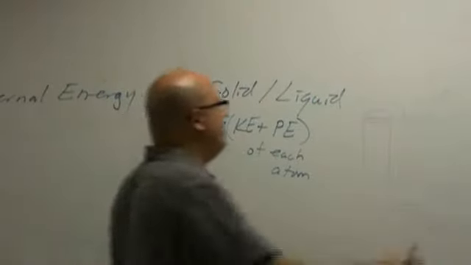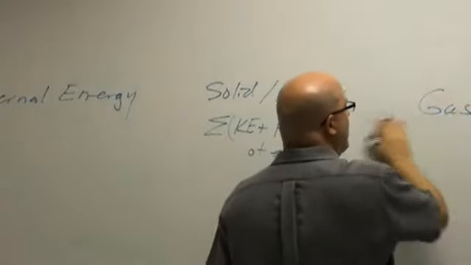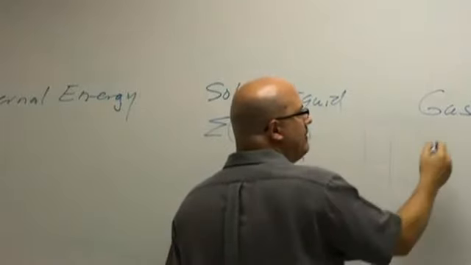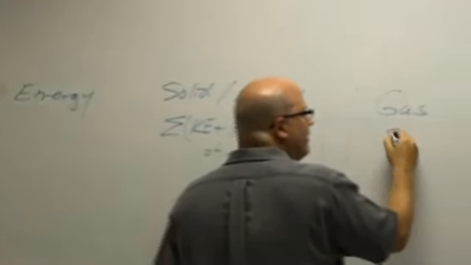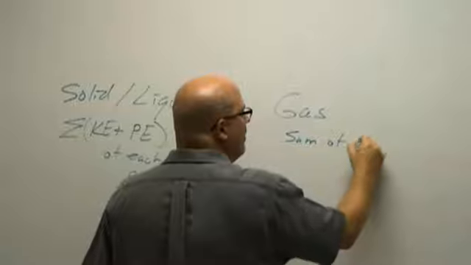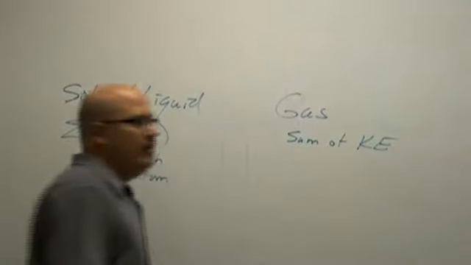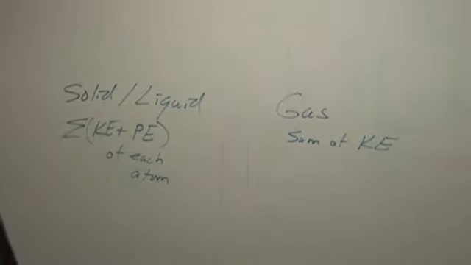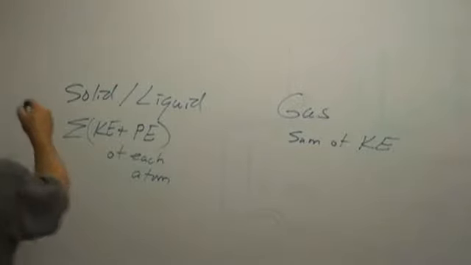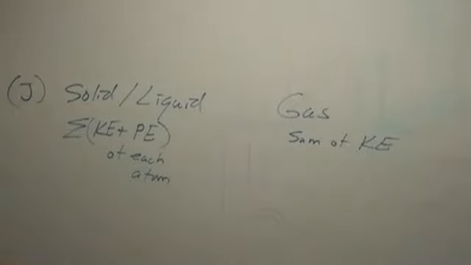However, if we're talking about a gas, it's just the sum of the kinetic energy, because a gas, remember, has no potential energy, at least in our ideal gas. This has units of joules, by the way. And unfortunately for us, the symbol, once again, is the capital letter U.